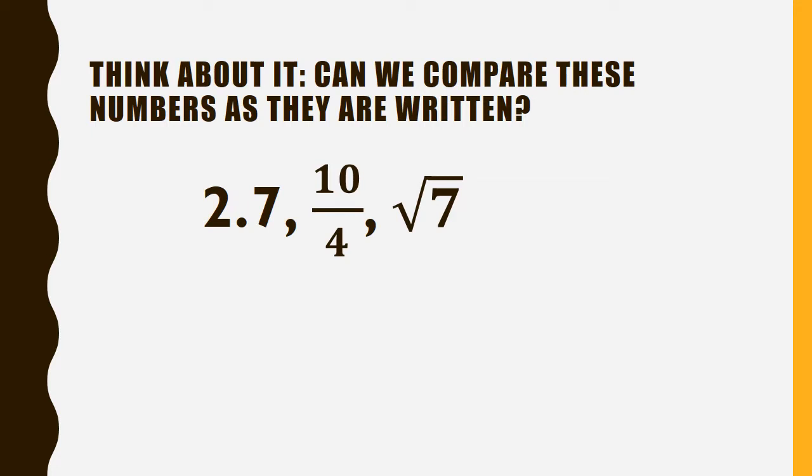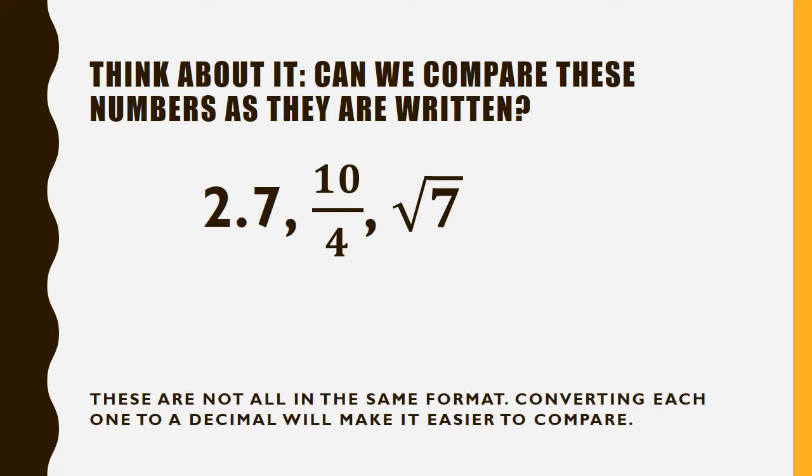So how I like to approach these problems is instead of trying to put these in order just by how they are, I like to rewrite their values. Since they're all in different formats, the first one's a decimal, the middle one's a fraction, and the last one's a square root, we're going to convert each one into a decimal so that they're all the same format and they're easy to compare. So let's give this a try.